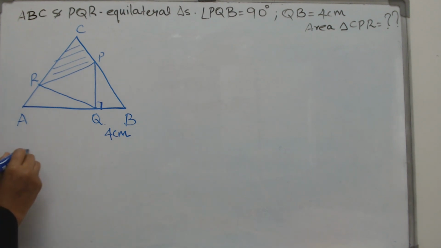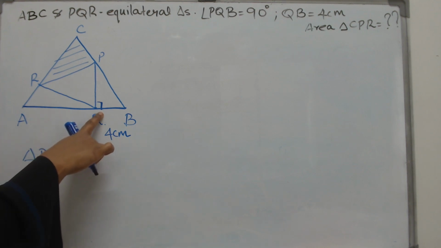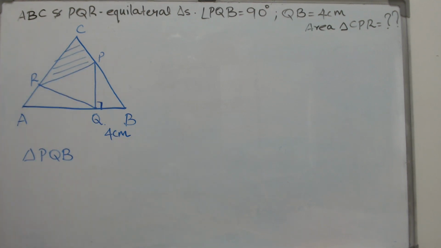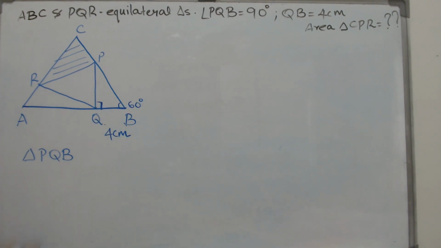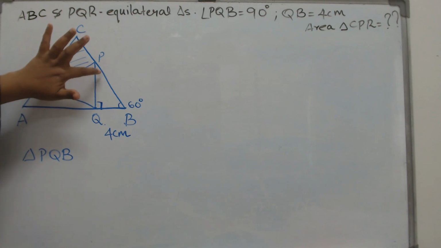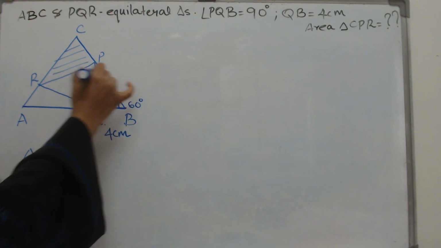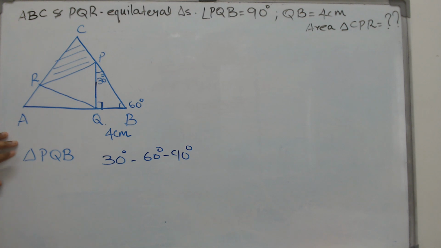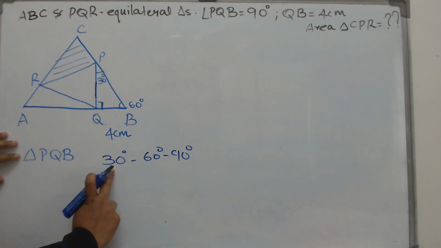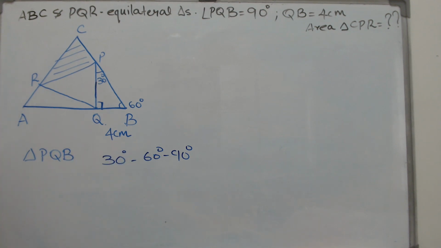Look at this triangle PQB. This angle is 90 degrees. Now we know that ABC is an equilateral triangle, which means the angle B is 60 degrees. So that leaves this third angle here, which will be what? 30 degrees, because the sum of angles of a triangle is 180 degrees. So we have found out that in our triangle PQB, the angles are in the ratio 30, 60 and 90, which means it is a special triangle.